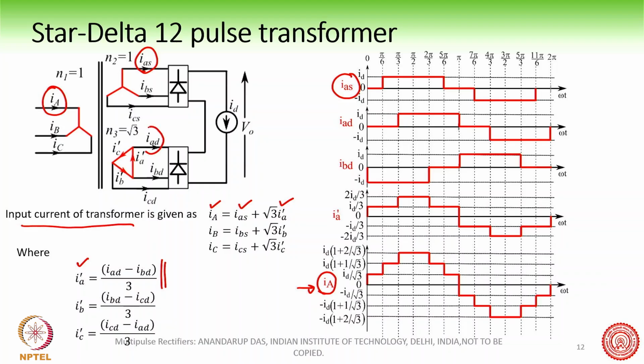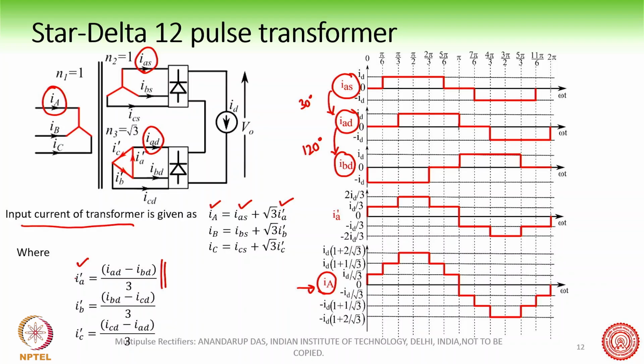Next we plot the IAD, this current here. This is also a quasi-square current. However, this current is 30-degree lagging, because of the delta connection. So IAS and IAD are identical, but they are phase shifted by 30 degrees. Since we have drawn IAD, we can also draw IBD, which will be 120-degree phase shifted from IAD. So this is the 30-degree phase shift, and then we have the 120-degree phase shift, and so we'll be able to draw IBD.